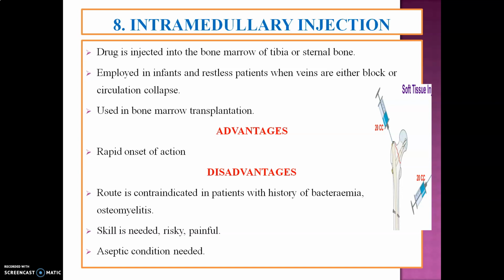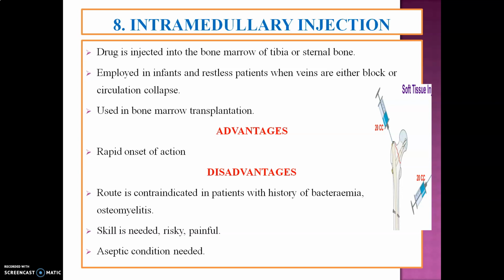In adults, the injection takes place into the sternum and tibia, but in infants or children, the injection takes place into the tibia. So in adults the injection is inserted into the sternum, and in children or infants it is given in the tibia. Precautions are the same as for intravenous injection. The advantage is rapid onset of action, because it is going into your bone marrow.